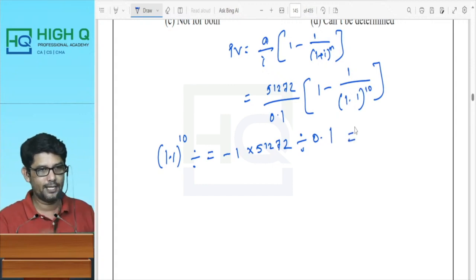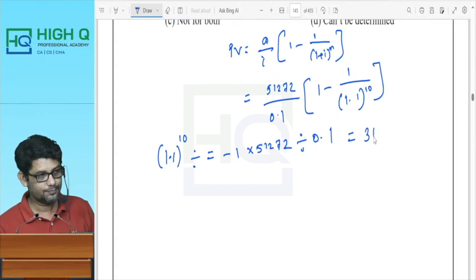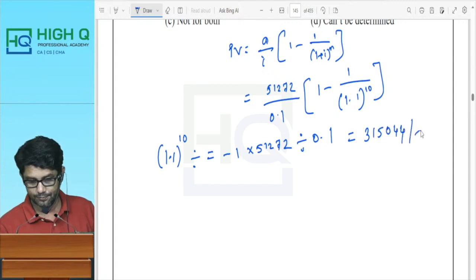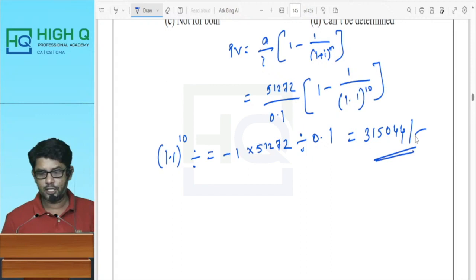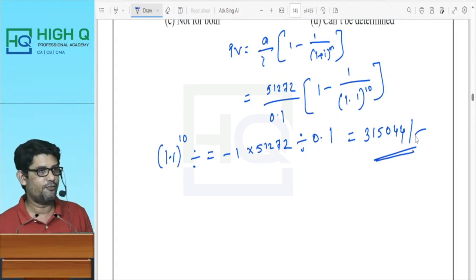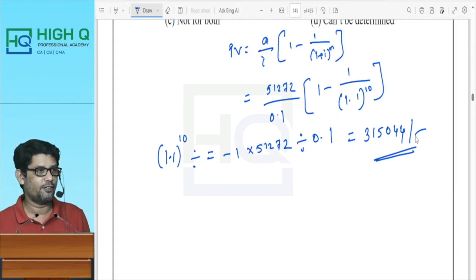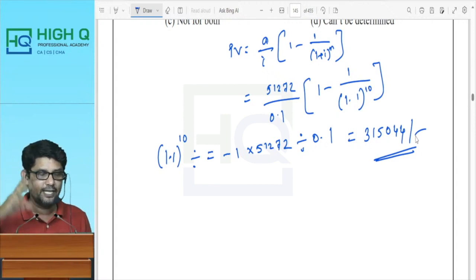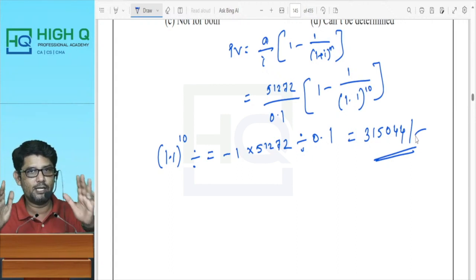How much are you getting? 3 lakh 15,000. So approximately I'm getting 3 lakh 15,044 rupees. If I go for rent, at the end of 10 years I'm only spending 3 lakh 15,044. But if I go for lease, I have to spend 5 lakh rupees. Now you tell me which one is feasible.